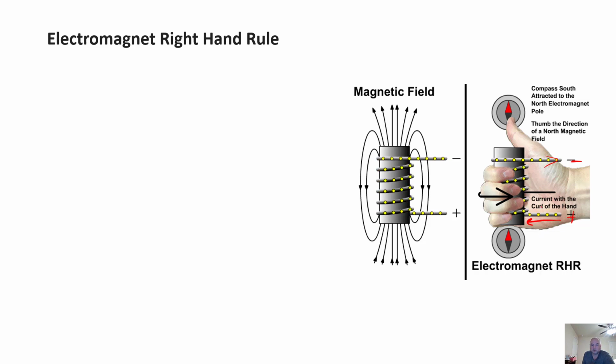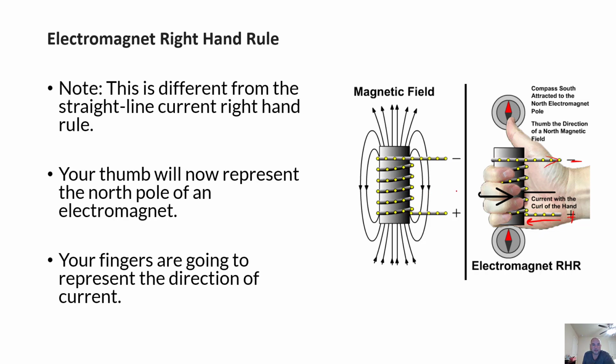In this right-hand rule, your thumb will represent the north pole of the magnet. This is going to be the result of the direction of current. So you're actually going to do this first: find the current, and then look at which way your thumb is facing. That is the second part that you're going to do.